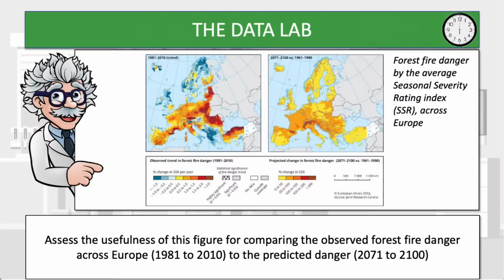So what I want you to do now is think about this figure. The question I'm asking is to assess the usefulness of this figure. When you are looking at figures in the exam, you might get asked to analyze it and talk about the patterns and trends you can see, but you can also get marks by thinking about how useful the figure is. So it says, assess the usefulness of this figure for comparing the observed forest fire danger across Europe to the predicted danger. Can you tell me what you think? Can we have maybe a point from each of you? What is good about this data for studying that area, and what might be a limitation? So let's see some ideas now in the chat.